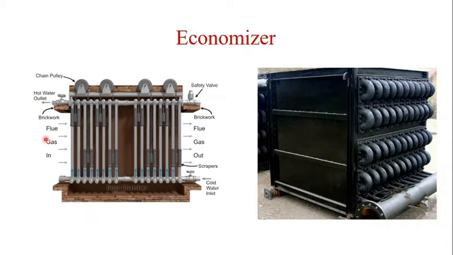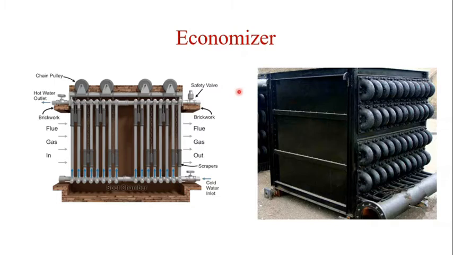In the chamber, flue gases are introduced. The heat of flue gases will be extracted by the water which is flowing through the water tubes, and at the end that cold water is converted into hot water, and it will be fed to the boiler, by which we can have the improved efficiency of the boiler.